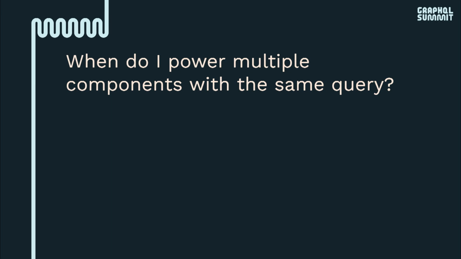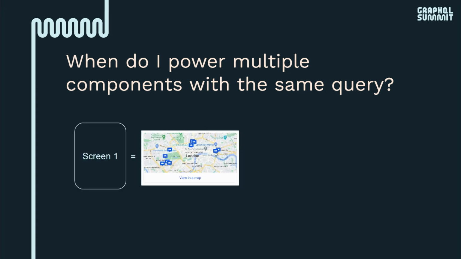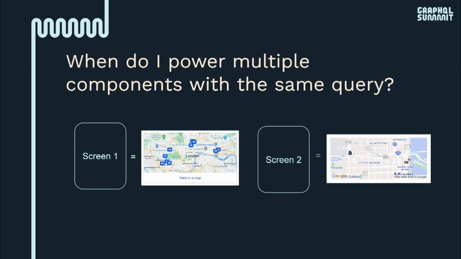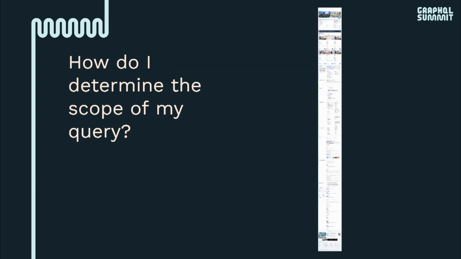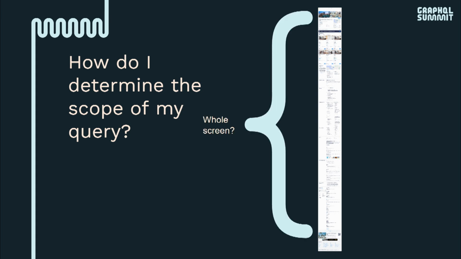Another question is, when do I power multiple components with the same query? This was something I was hitting as I was coding some of our components, and I was like, oh, they look awfully similar. Should they be powered by the same query? My major question is, how do I determine the scope of my query? Should it be the whole screen? Should it be the chunks of the screen, which are obviously different?